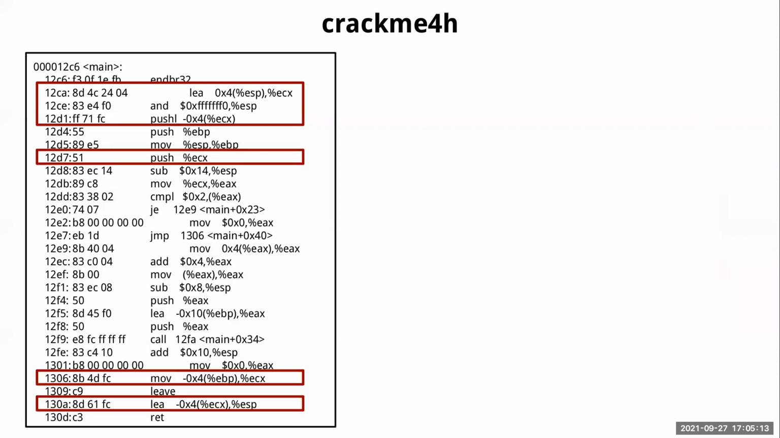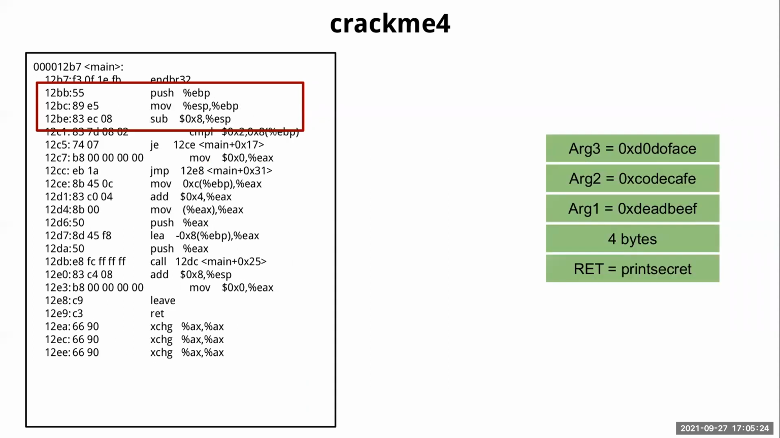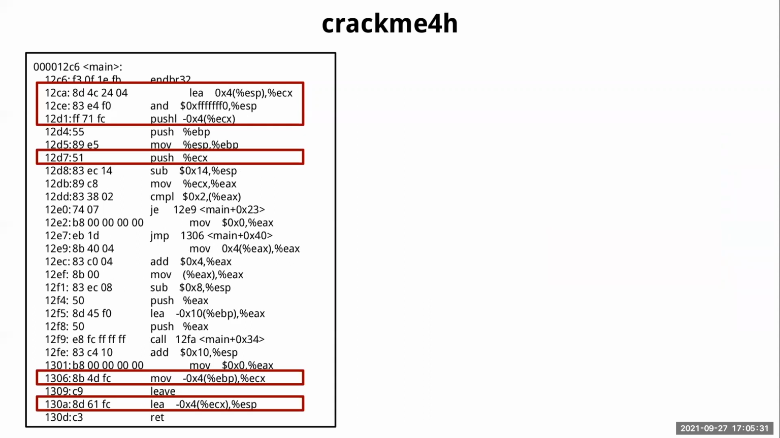So this is basically your exploit for crackme4. crackme4H is much more complicated. If you compare the disassembly, you can see it's a little bit longer. This one here is return. The H version looks much longer. To crack this one, you need to understand the differences and how it works. So we're going to look at this step by step.